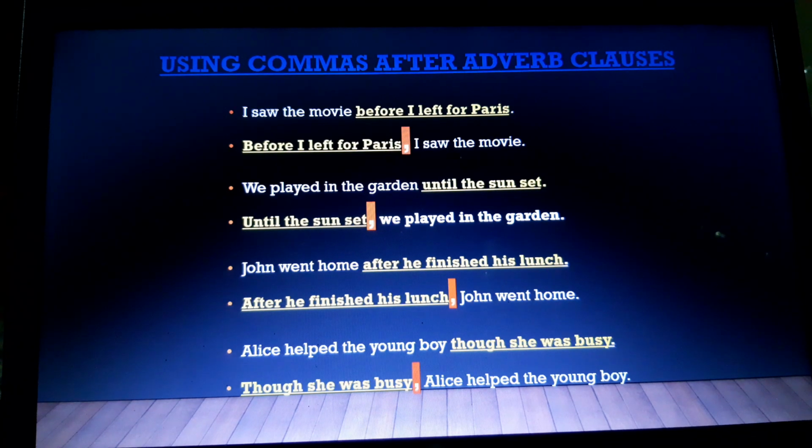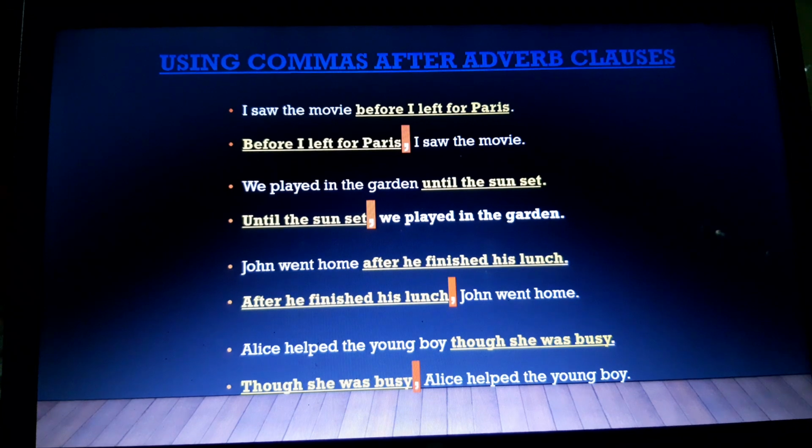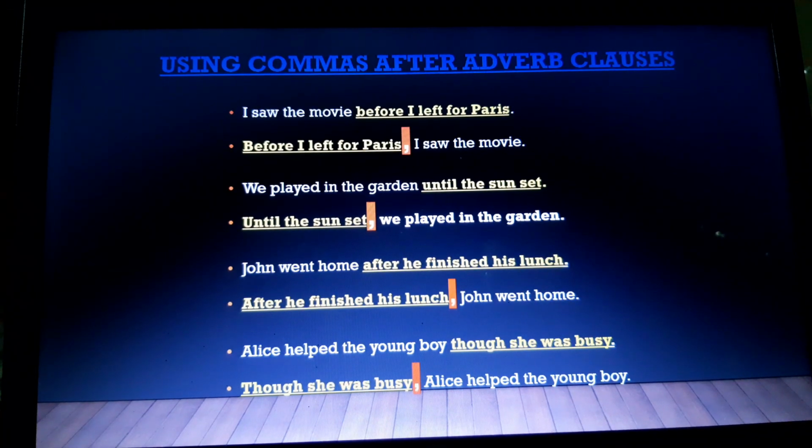Now remember children, we do this only when the adverb clause comes at the beginning. We use a comma at the end only when the adverb clause comes at the beginning. Right. Now I think you have understood what are adverb clauses and how to use commas after adverb clauses.